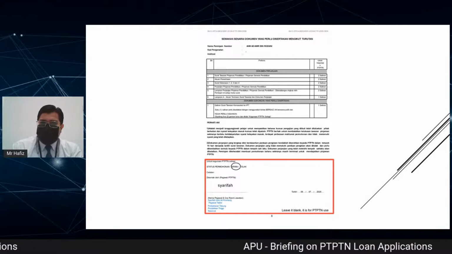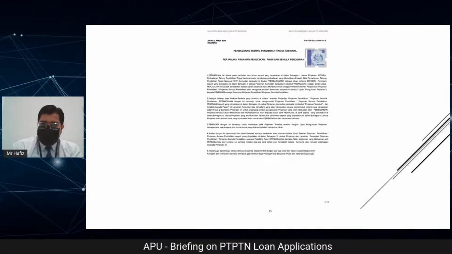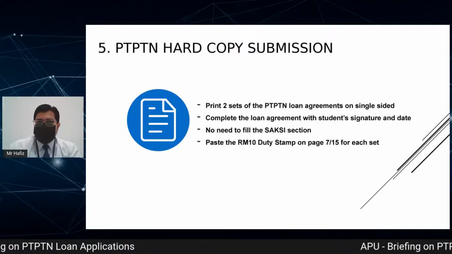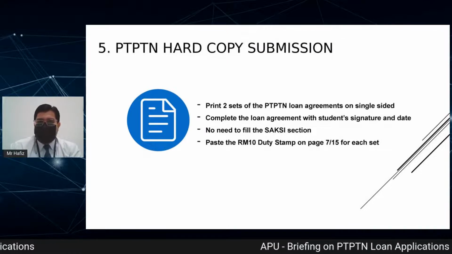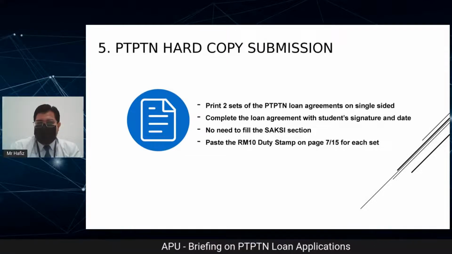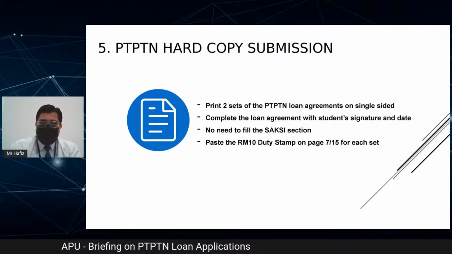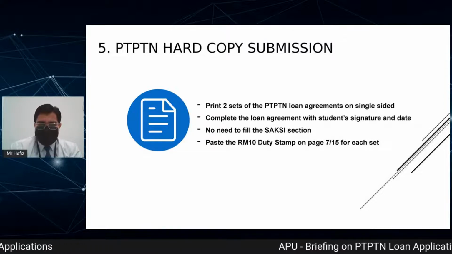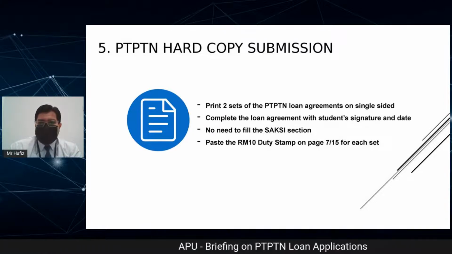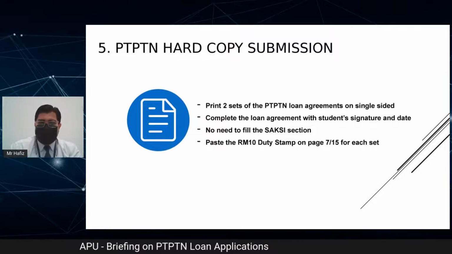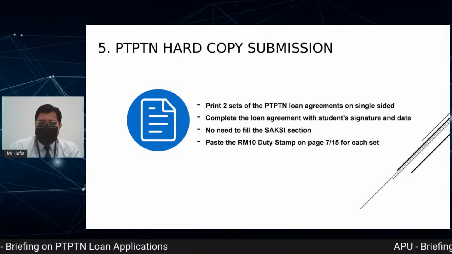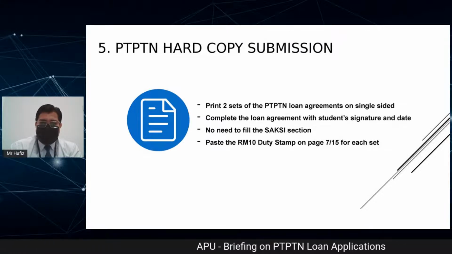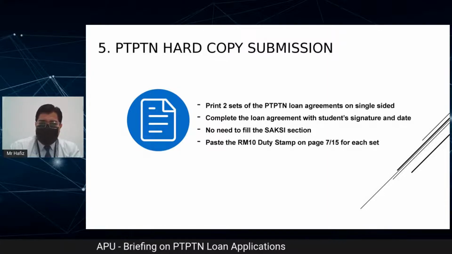All together it will be 17 pages. On that particular document, it will also require the duty stamp. For the hard copy submission, the loan agreement that you have downloaded from the application site, you will need to print 2 sets, all pages on single-sided. Then you will need to fill in the agreement with your signature and date. If you are submitting the loan agreement to APU, you just need to leave it blank for the saksi section, and we will do the certification for the saksi.